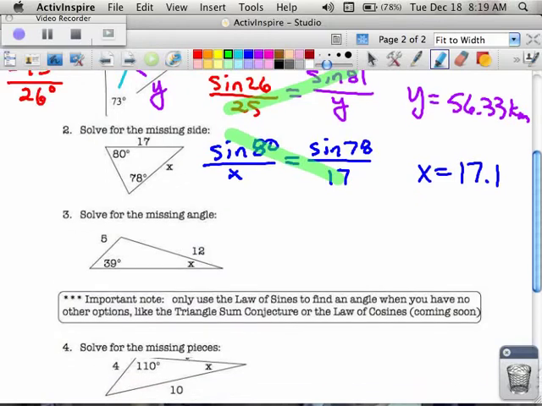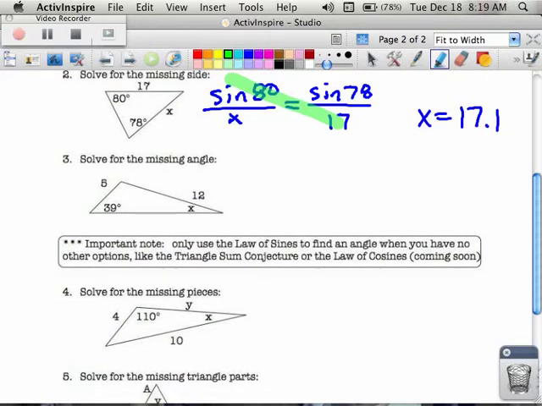In the third example, you'll notice something very different here. They're looking for an angle. Yesterday, we talked about something really important. When you're finding an angle, use the second button. So I set this up the same way. When I write this out, I will say that the sine of angle x over 5 should be the same ratio as the sine of 39 over 12. And I'm going to cross multiply the two numbers and divide by the 12.